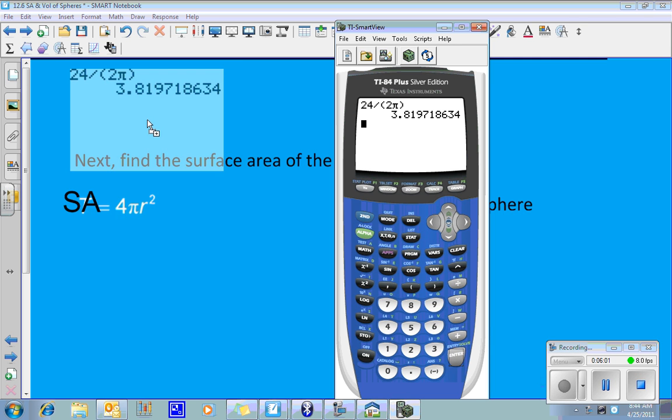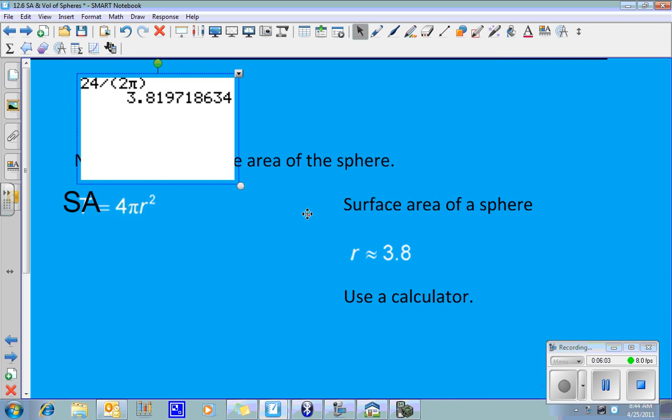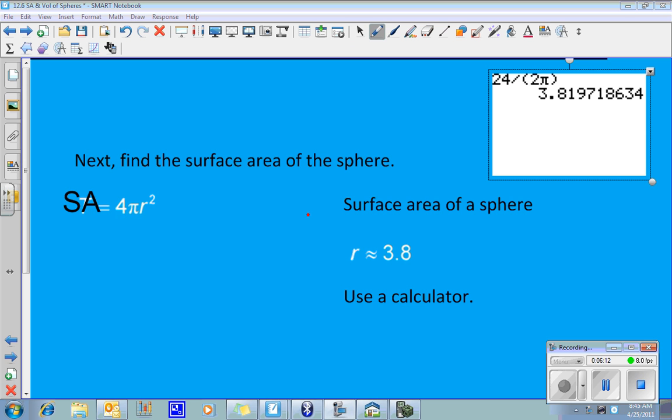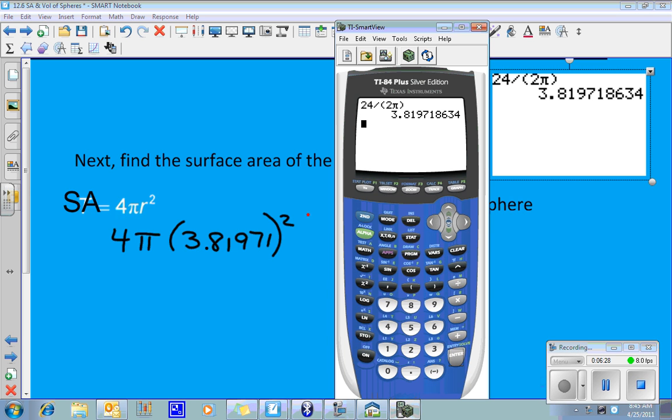So remember, r is this amount over here to the side. And we substitute it into the formula. We've got 4 times pi times r squared. And I don't want to round until very, very late. I'm going to put that all into my calculator and show you how to type that in. You've got 4, you've got pi, and you've got that number. So I'm going to hit second answer squared, and I'm going to hit enter.